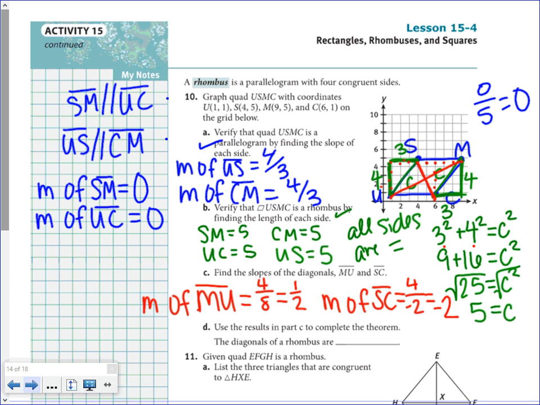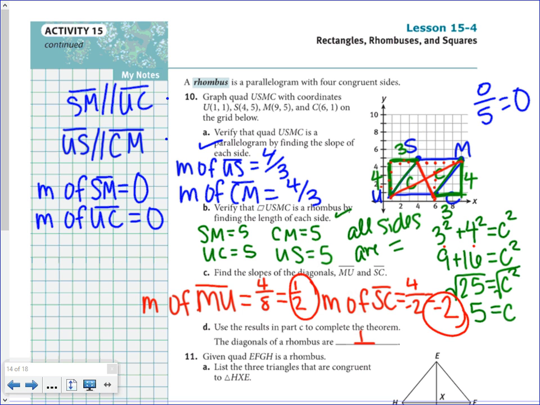And that's what they're trying to get you to see in part D. How are those slopes related? How are negative 2 and 1/2 related? Those are negative reciprocals, and so the diagonals of a rhombus are going to be perpendicular. That's what they were trying to get you to understand with that work. So hopefully that makes a little bit of sense. That's how you can verify that you do have a rhombus.